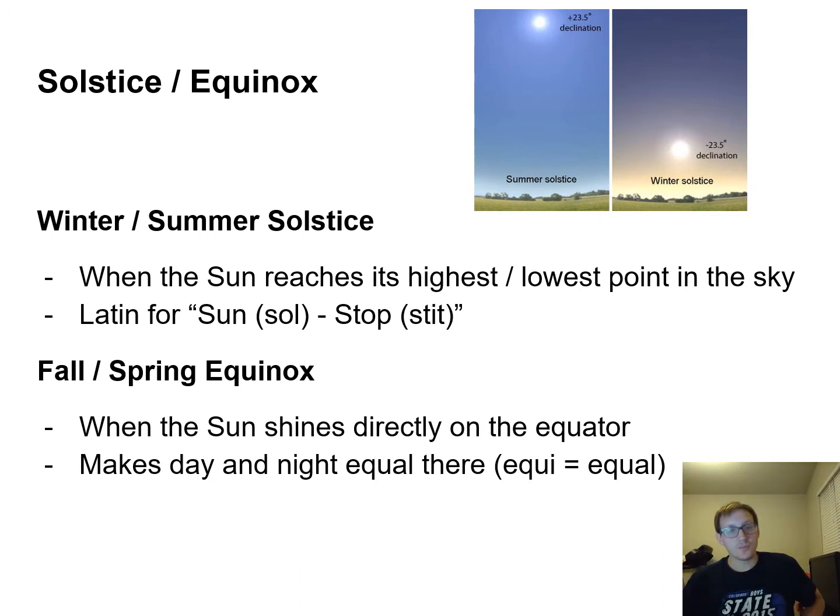Okay, so the solstice versus the equinoxes. Winter and summer solstice, this is when the sun reaches its highest or lowest point in the sky. For us, the summer solstice is when it reaches its highest point. That would be in June. The winter solstice is in December. That's when the sun is at its lowest.